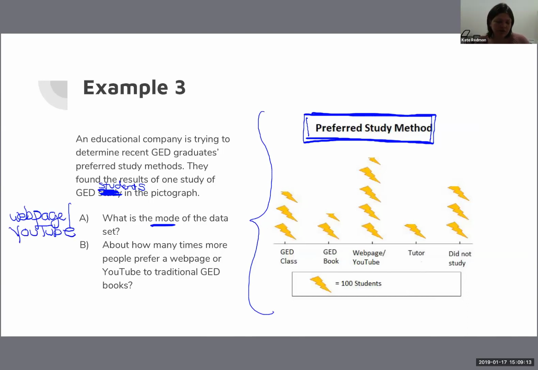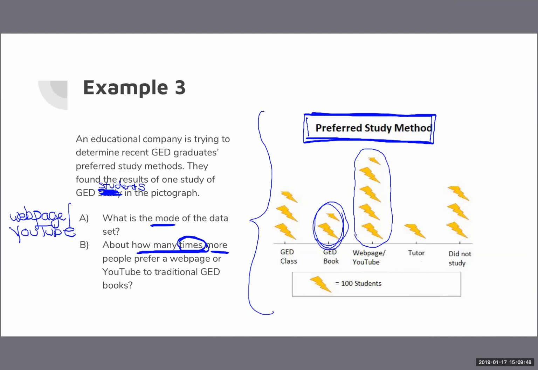Now, I really want to do this one, B, because B is something that students confuse a lot, not because of the graph, because they don't understand the wording, okay? So B says about how many times more people prefer a web page or YouTube to traditional GED books. So we're comparing web page or YouTube to traditional GED books. And we're looking at about how many times more.